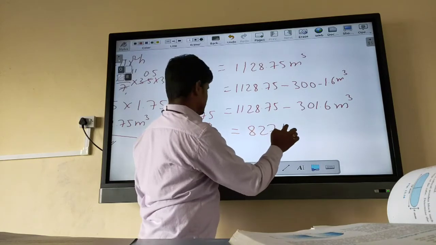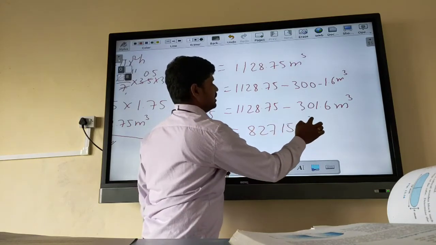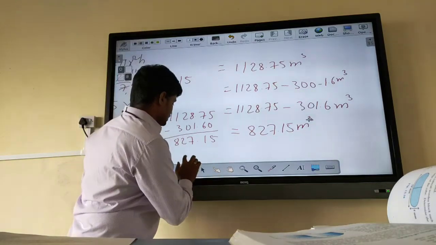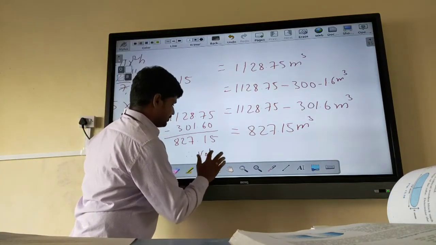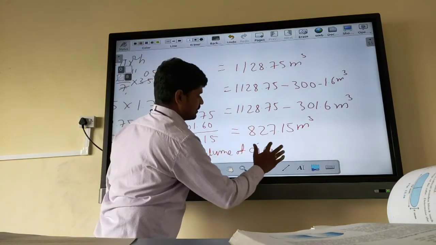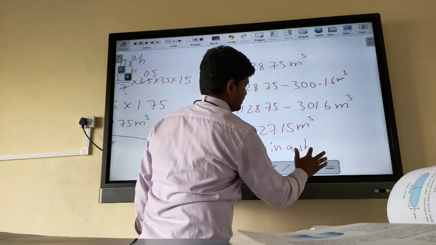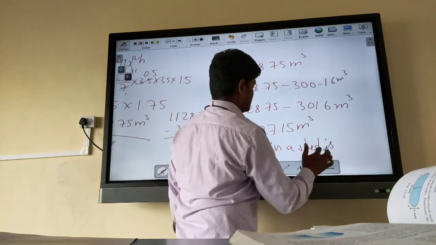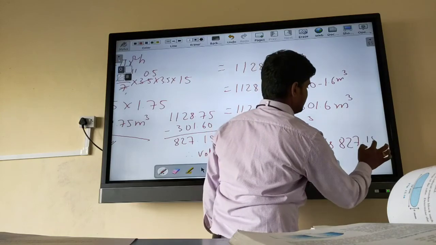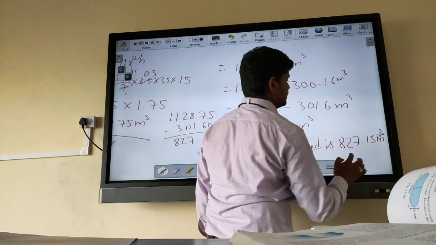827.15 meter cube. This is the volume of the air in a set. Therefore, the volume of air in a set is how much? 827.15 meter cube. Any doubt regarding this one? No doubt.